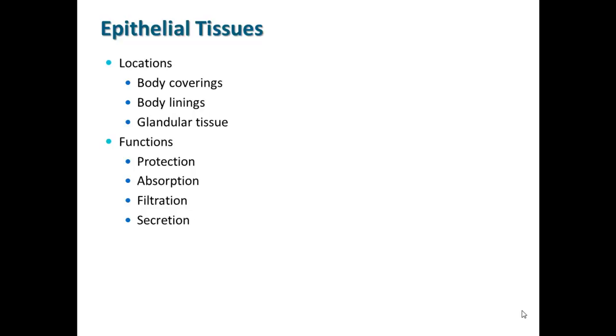Can have a secretion function. Here we are with glands again. Glands, which are made of epithelial tissue, secrete enzymes. They can secrete sweat, oils, mucus, milk, a variety of substances.